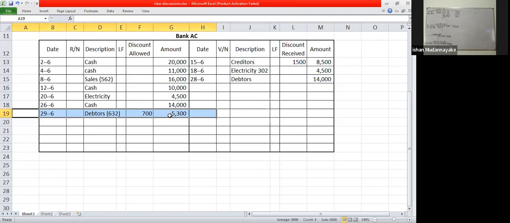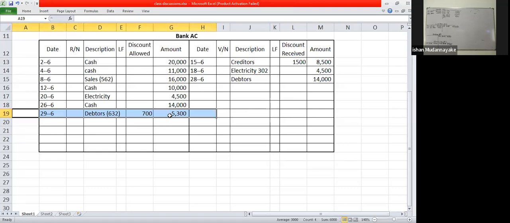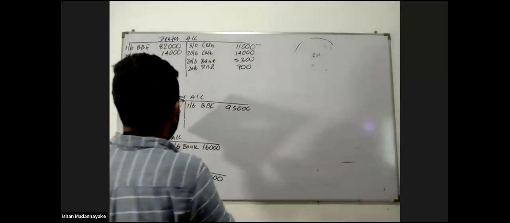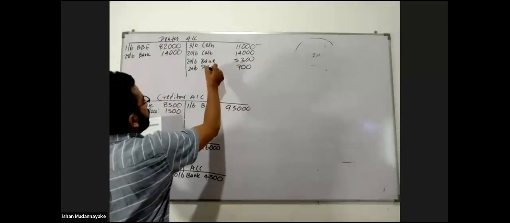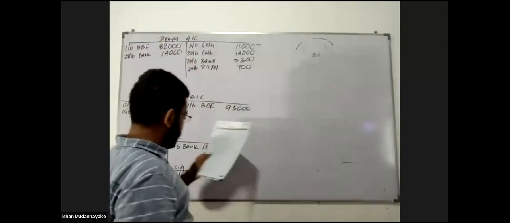Sorry. Now, discount allowed. Yes, clear. Then debtors account: bank account debit 5,300, debtors account credit. Then the 700 is discount allowed, not discount received. Debtors credit, discount allowed account debit 700.